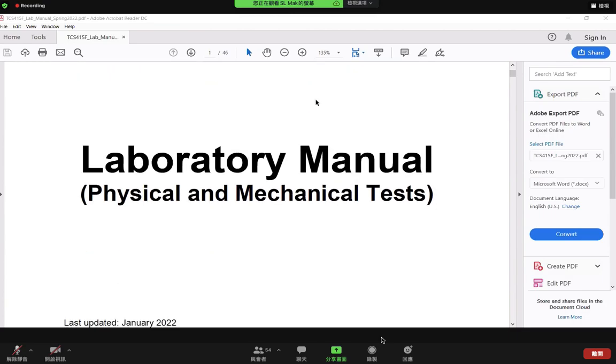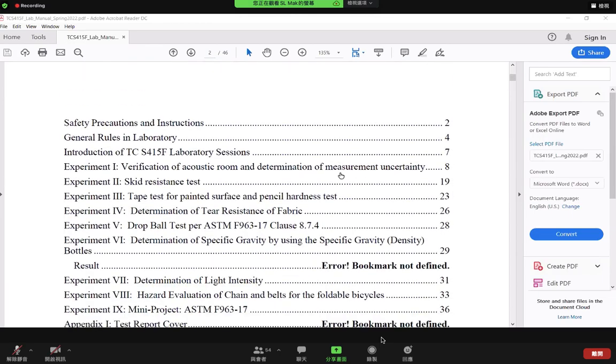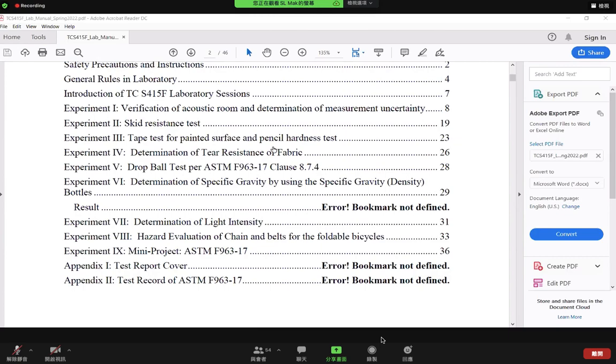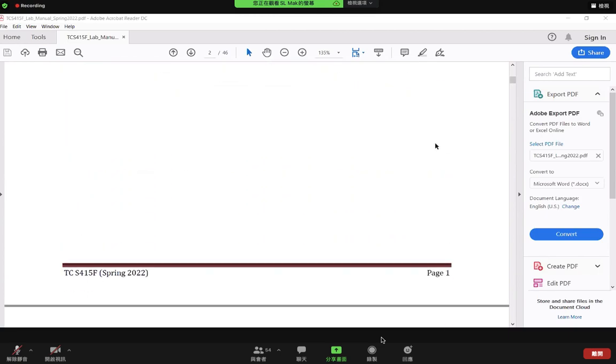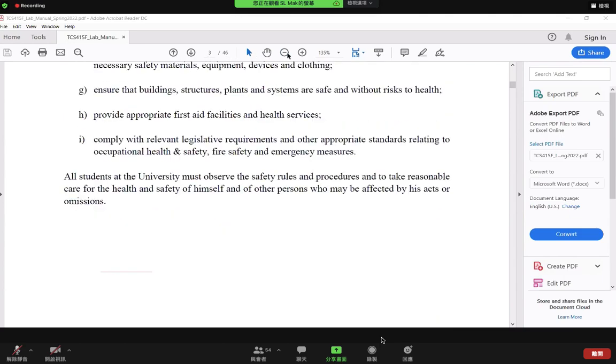Okay, in your laboratory, although we will reschedule it, you are not required to attend the laboratory for the next 2 weeks. But I would like to introduce what you will practice. For example, the first one: you will practice verifying an acoustic room and calculate or determine the uncertainty. Okay, let me show the example of what you will learn in the laboratory.